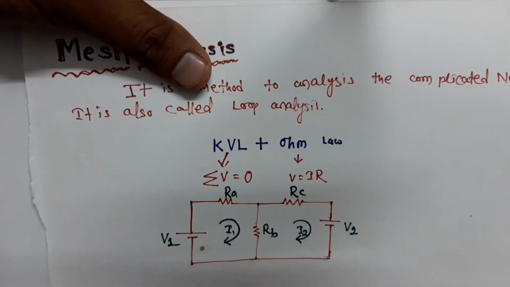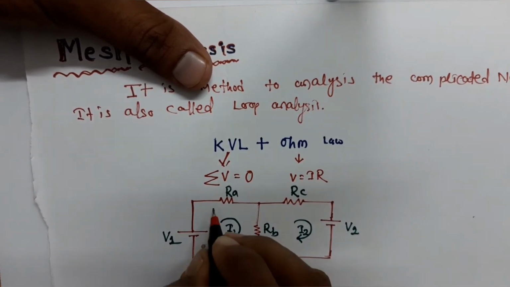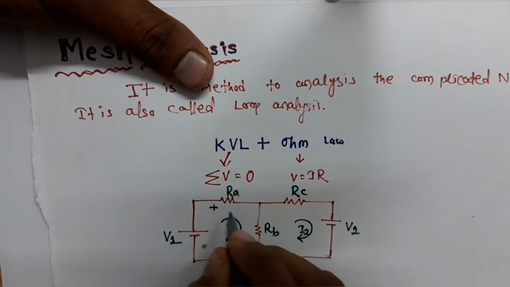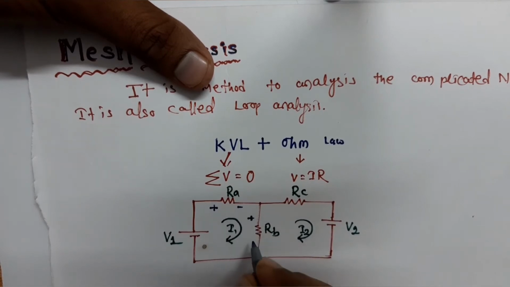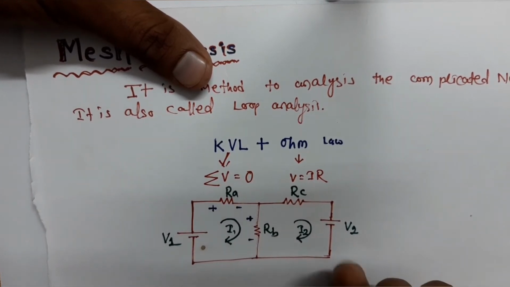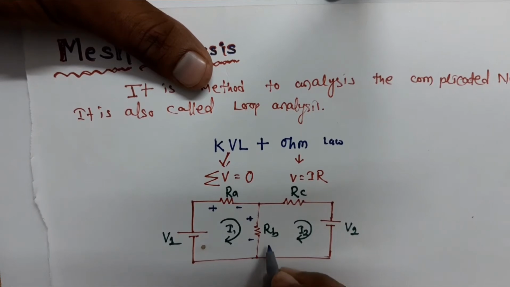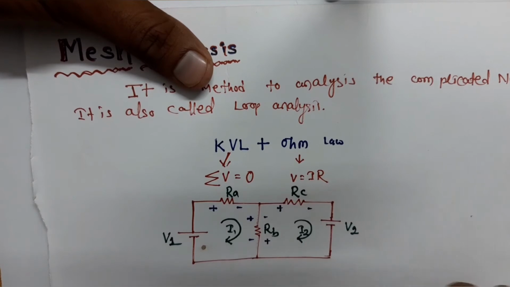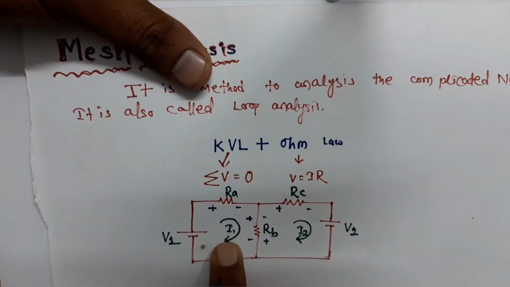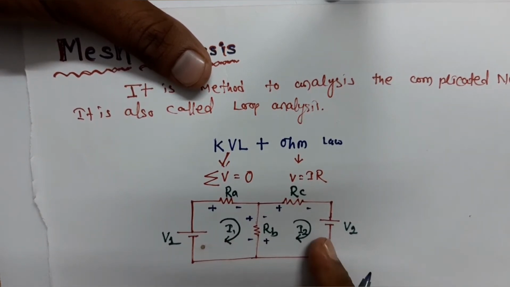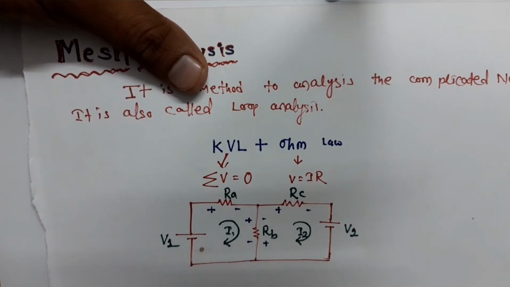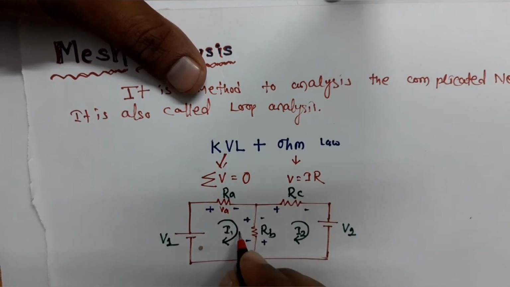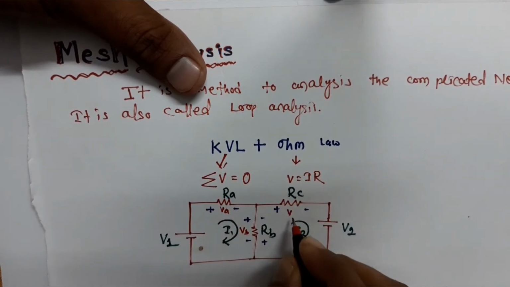So the polarity should be plus minus here, plus minus here for this current. If this current is flowing, this is plus minus. For this loop I1 is greater and for this loop I2 is greater. This is VA, this is VB, this is VC.